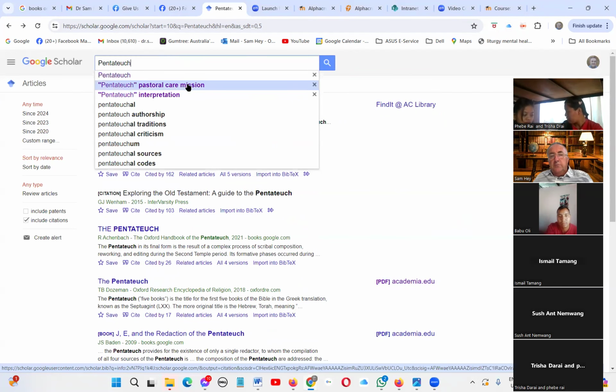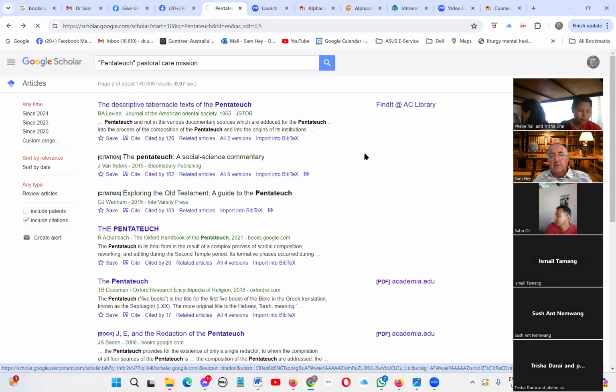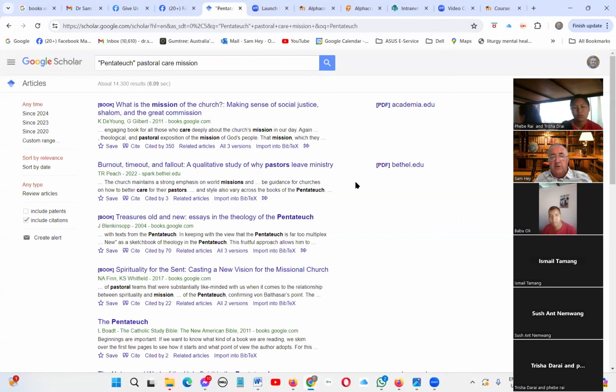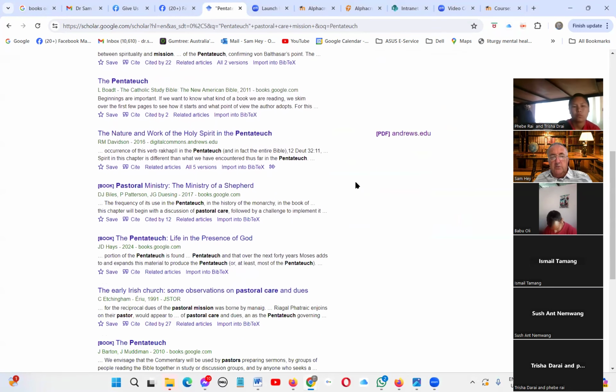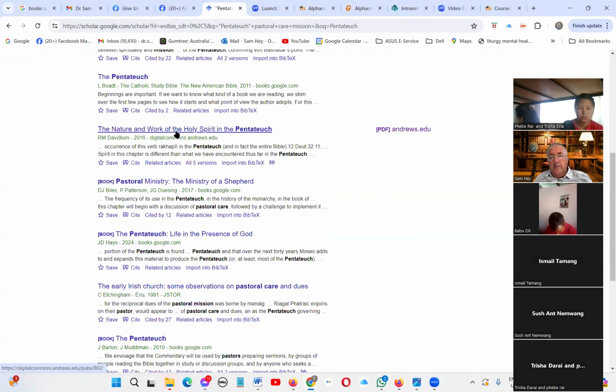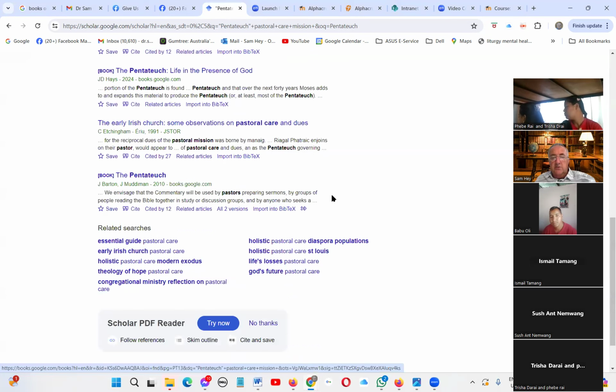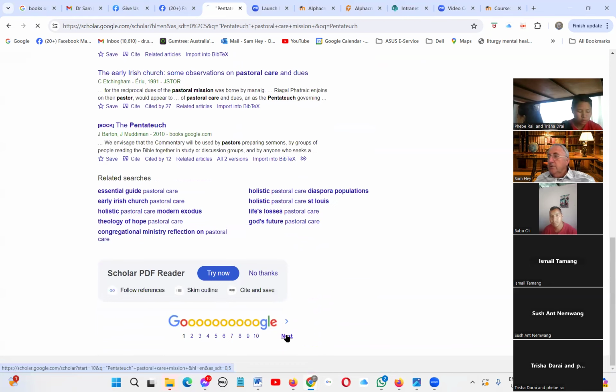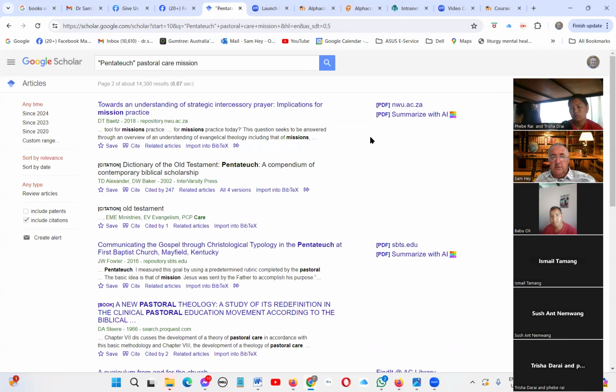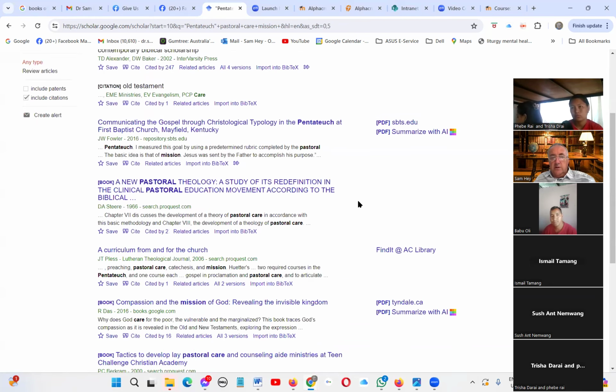It is also useful to put in other words as well as Pentateuch, such as pastoral care and mission. And so if we put in pastoral care and mission, we could find other resources on the Pentateuch. There's one here on the Holy Spirit in the Pentateuch, which I think could be very useful. It is by Andrews University, which means it is Seventh-day Adventist, but it can still be very useful. So we look up these resources and we use these resources.